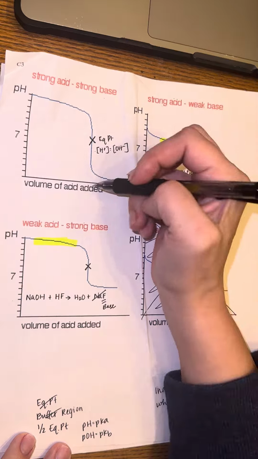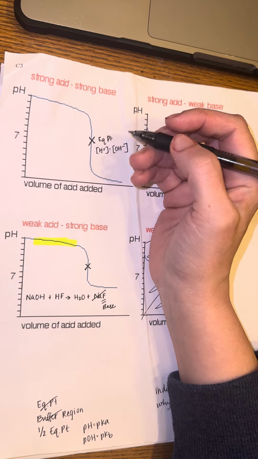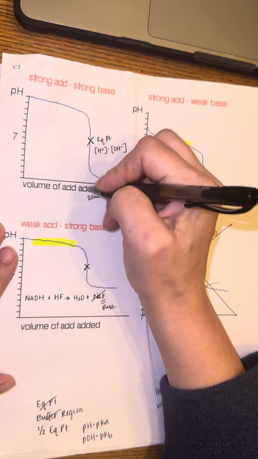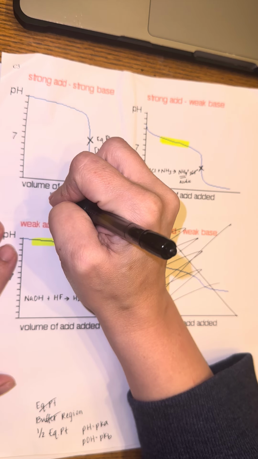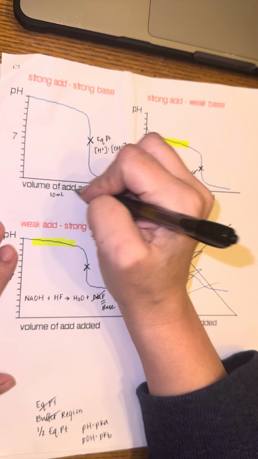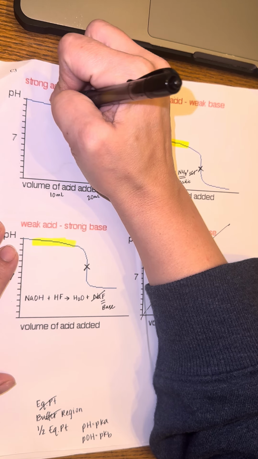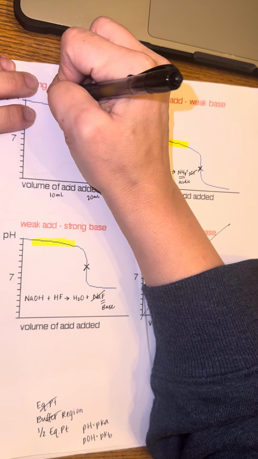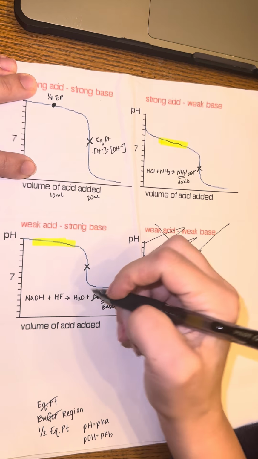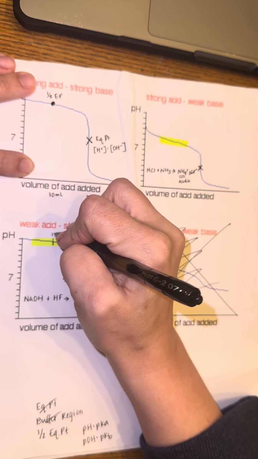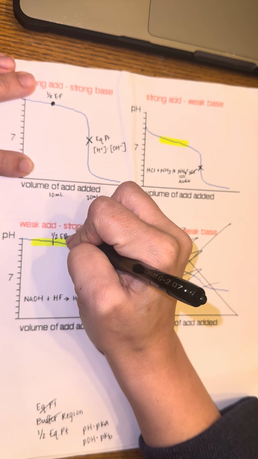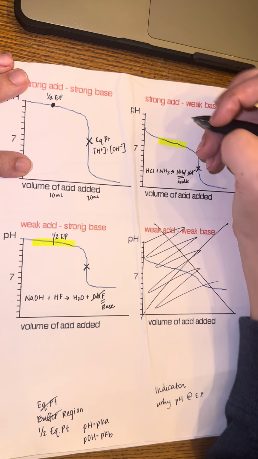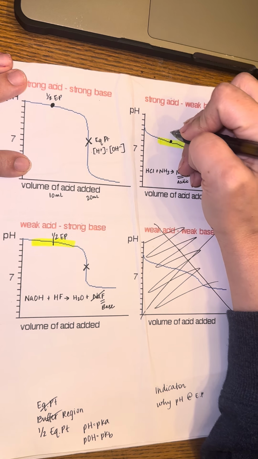Something new this year is your halfway equivalence point. I wish these had numbers for volume. Let's just pretend that this took 20 milliliters down here. So your halfway equivalence point would be, well, what's half of that? 10. So right here, right? You're halfway to the equivalence point. On this one, the halfway looks about here, but it's best if we had milliliters to go off of the x-axis. Your halfway equivalence point, maybe about right here.